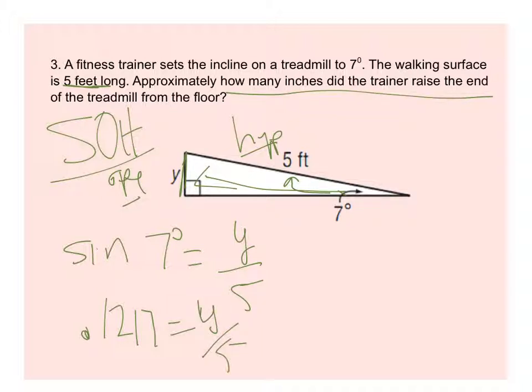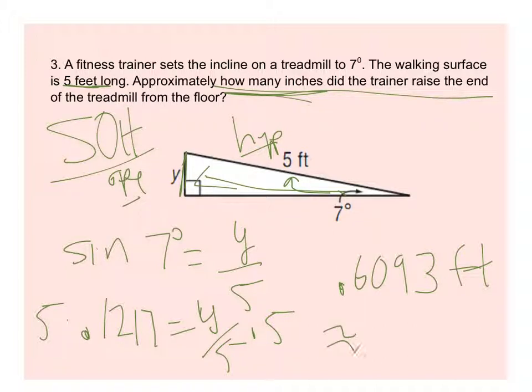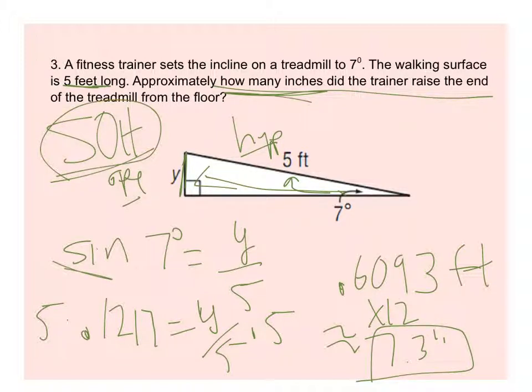And if I just multiply that by 5, you're going to get 0.6093. Now that's in feet. Approximately how many inches? So this is in feet, so if I multiply it times 12, that's going to be 7.3 inches. There's my answer. But all of this comes from the setup. Which function do I use?